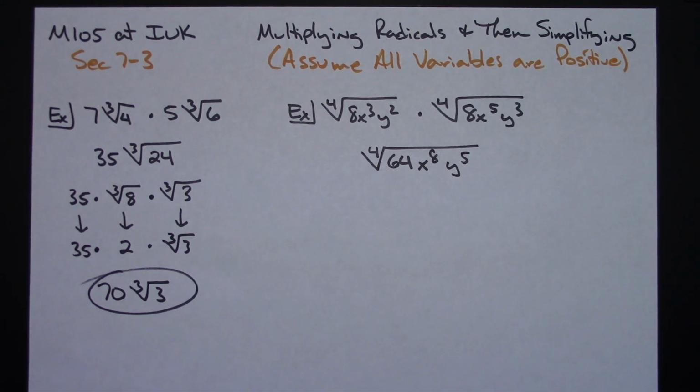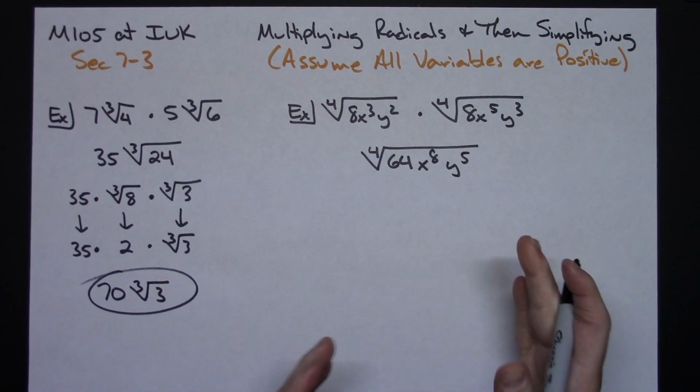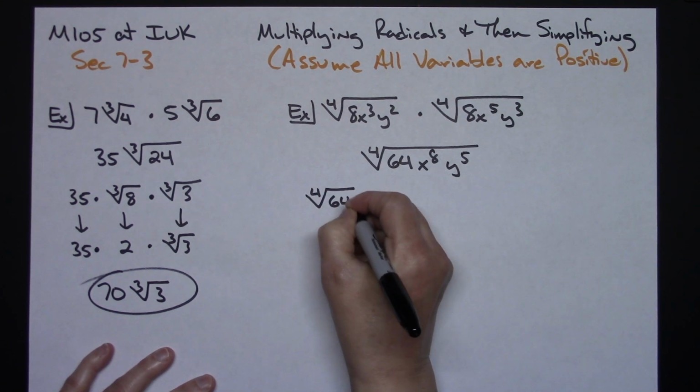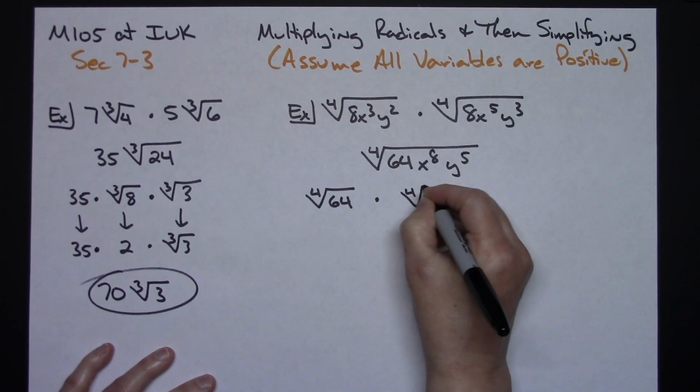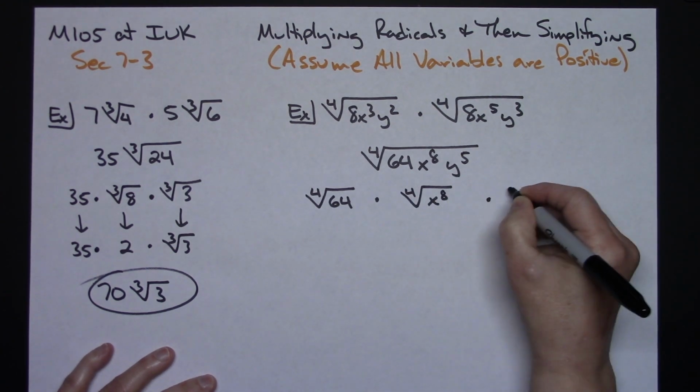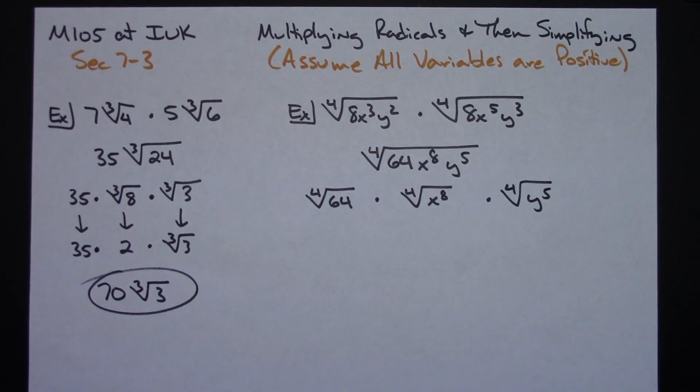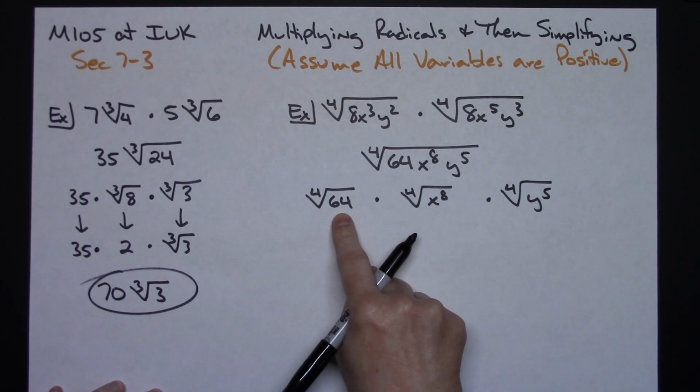Now generally what I like to do, and what I have done in previous videos, is break this all up. When I separate them, I want to look at each individual thing by itself. So I'm going to have the fourth root of 64 times the fourth root of x to the 8th times the fourth root of y to the 5th. And I'm going to separate and simplify each one of these individually. Again, you need to be able to find the biggest perfect fourth root that's going to go into 64.